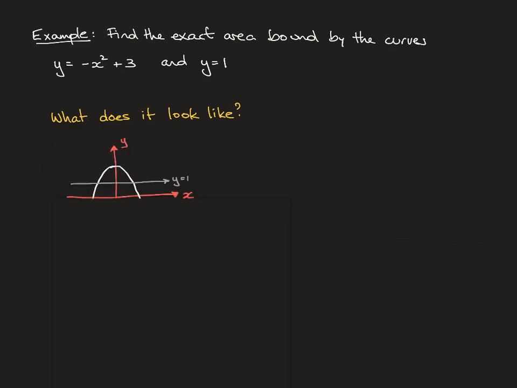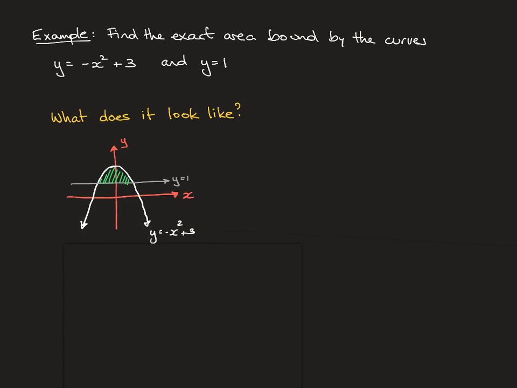And so it looks like that, with our y equals minus x squared plus 3, our inverted parabola, and our second equation, y is equal to 1. The area that we're looking for is bound by those curves, so it's going to have its outside as one function and the other side as the other function. What we're actually looking for is this little bit in here. To do that, we're going to use our formula for the area between two curves, which is the integral of the top curve minus the bottom curve.